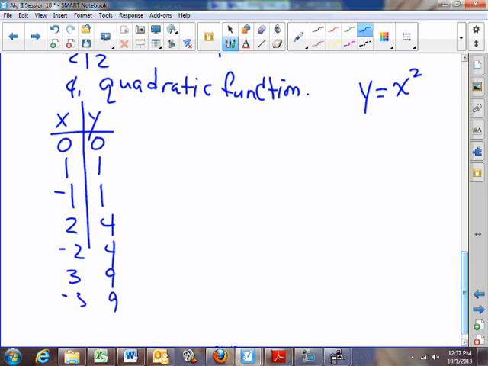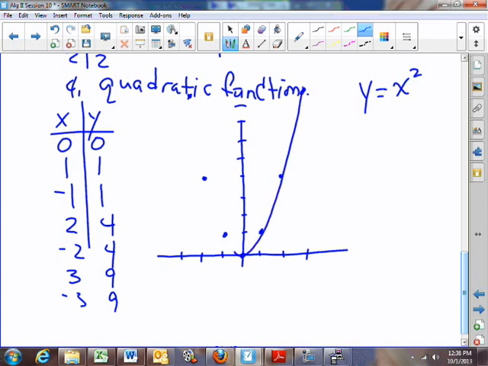So if we were to look at the graph of these points, we would have 0, 0, 1, 1, negative 1, 1, 2, 4, negative 2, 4, 3, 9, negative 3, 9, and then if we connect these points with a smooth curve, we get the graph for y is equal to x squared. Now, this graph has a name. We call it a parabola.